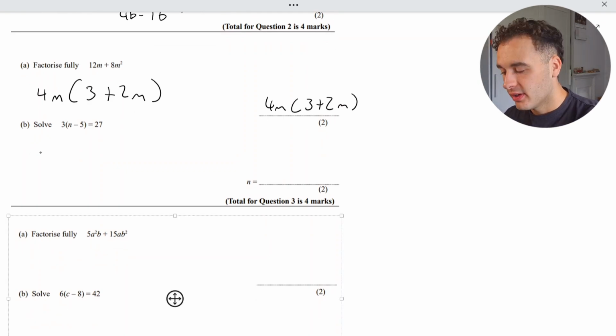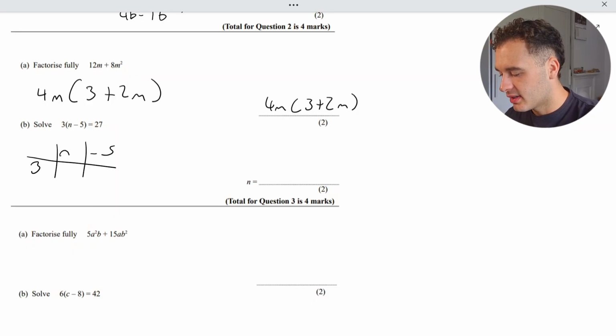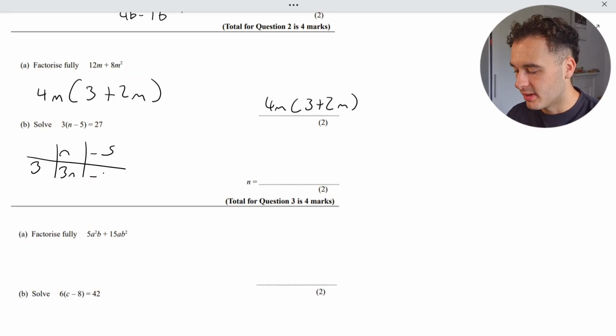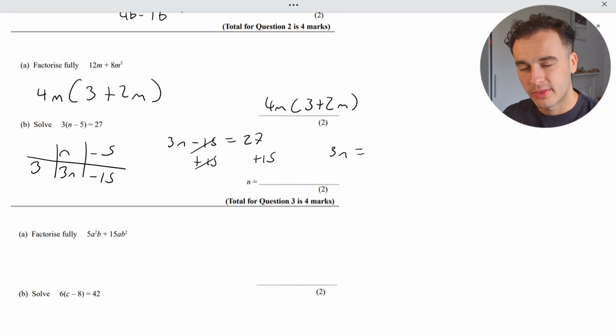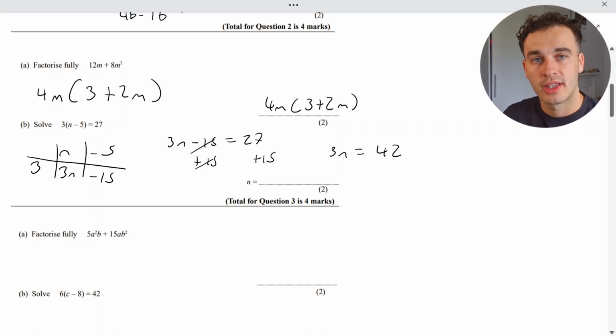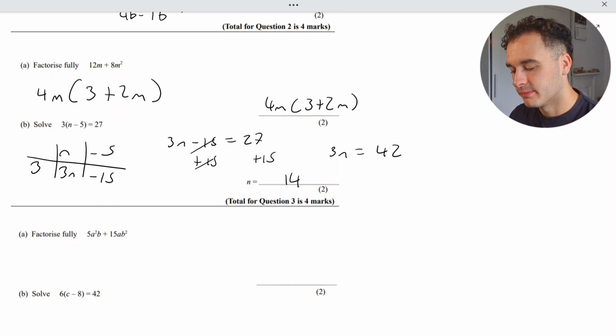If you've expanded first, you would have done 3n minus 5 in the grid. 3 times n is 3n. 3 times minus 5 is minus 15. So we got 3n minus 15 equals 27. What we do now is we add 15 to both sides of the equation. This now cancels. 3n equals 27 plus 15, which is 42. So n is 42 divided by 3, which would be 14.